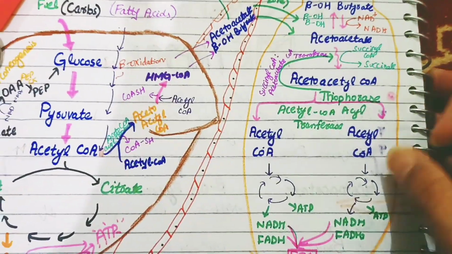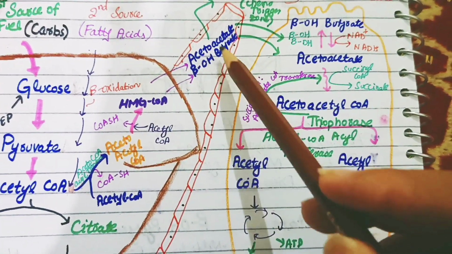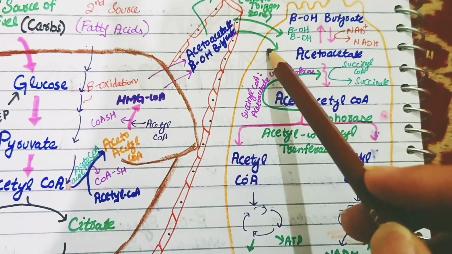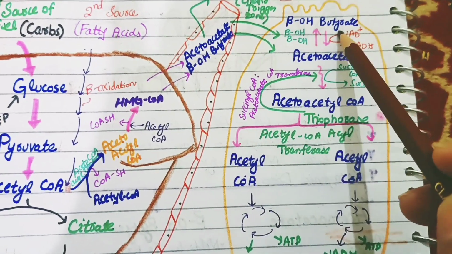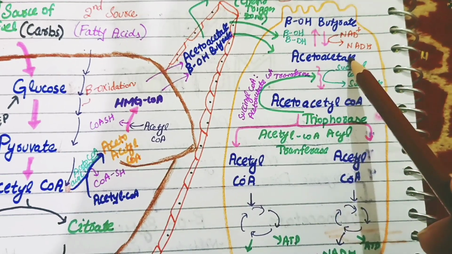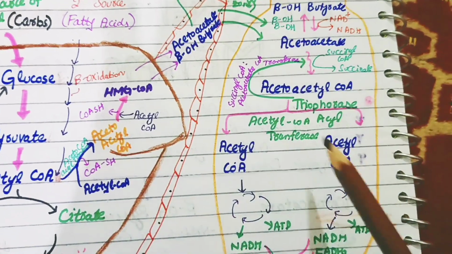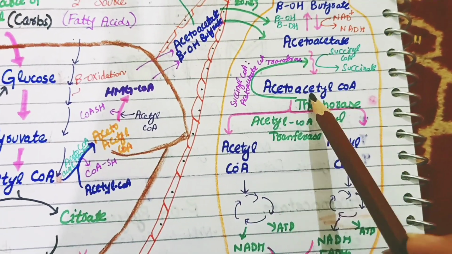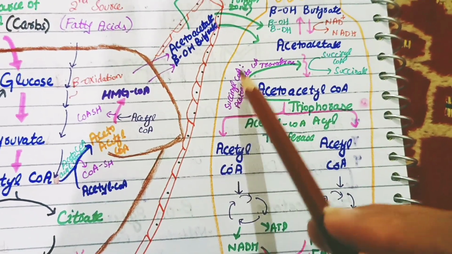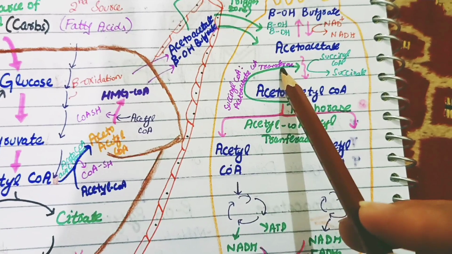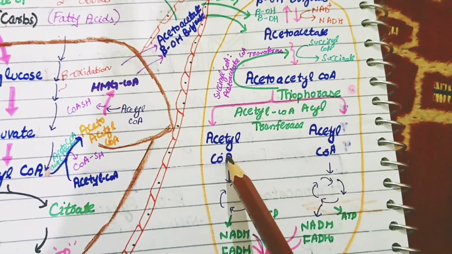Now we will see ketolysis, that is the further metabolism of the ketone bodies. Now we know that these ketone bodies will enter their effector organs, such as the brain or the muscles. In case of the muscles, beta-hydroxybutyrate is converted into acetoacetate in the presence of an enzyme, beta-hydroxybutyrate dehydrogenase. And then this acetoacetate is converted into acetoacetyl-CoA in the presence of an enzyme thiophorase, also called succinyl-CoA acetoacetate-CoA transferase. Now this acetoacetyl-CoA is cleaved into two molecules of acetyl-CoA.